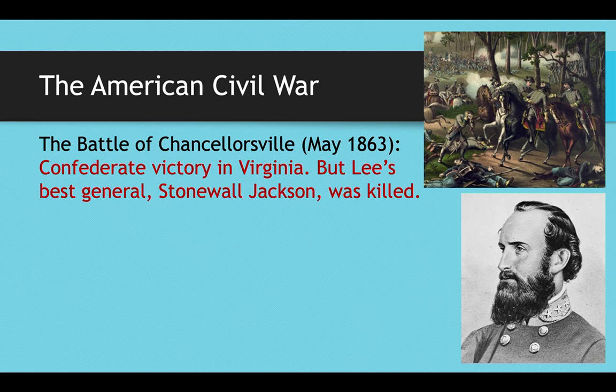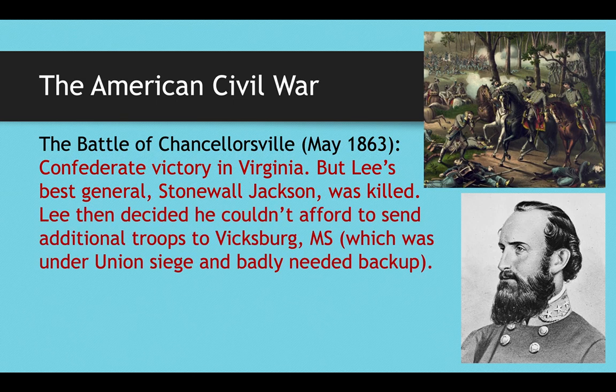The Battle of Chancellorsville. This was a Confederate victory in Virginia, and this was a big turning point in the war because Lee's best general, Stonewall Jackson, was killed. Now, even though it was a Confederate victory, the Confederates took this as a loss because Lee's best general, Stonewall Jackson, was now killed.